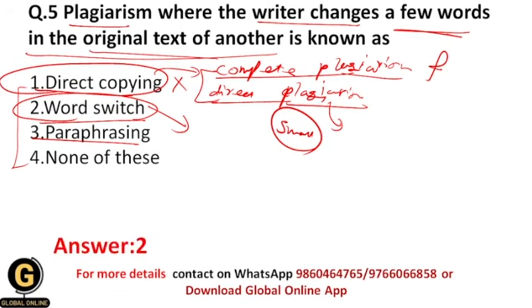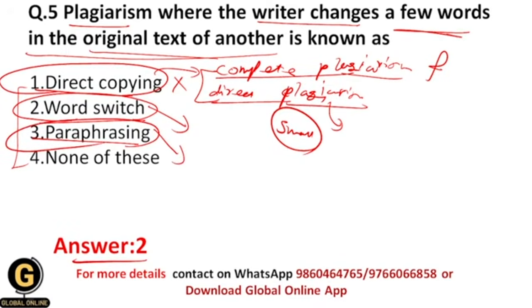Here the writer makes some changes in a few words in the original text, and after that he copies that text into his research paper, and he says that it's his own work. So this is called word switch plagiarism. Okay, and that's why here your correct answer should be 2. Now what is paraphrasing?